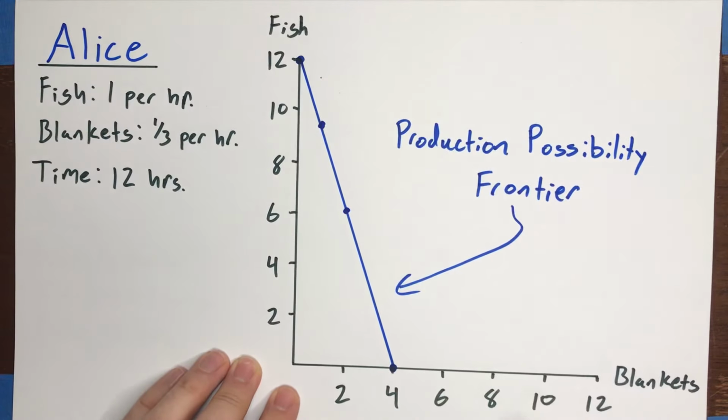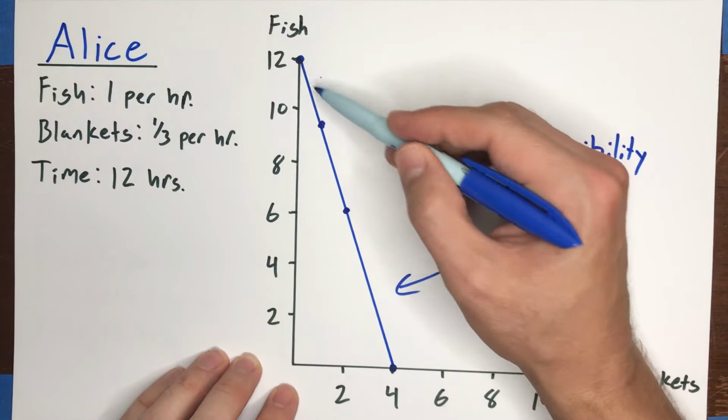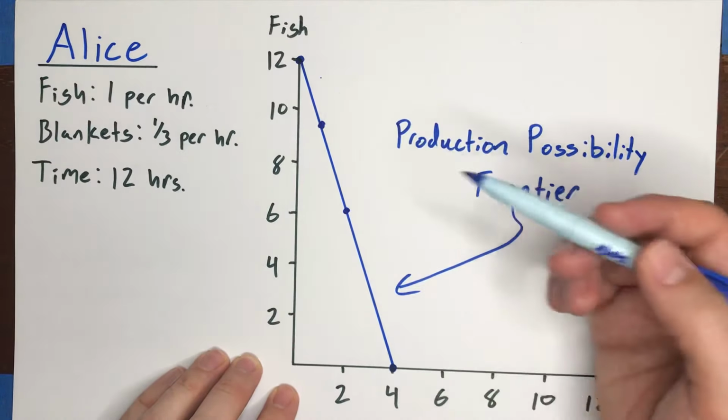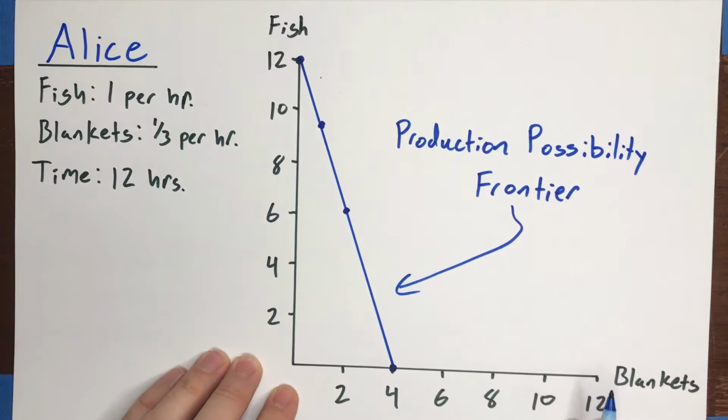down this line. And you can imagine, if you're willing to imagine her catching fractions of fish, or weaving fractions of a blanket, you have this entire straight line between them.